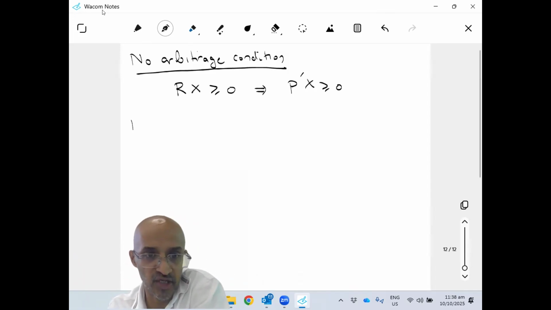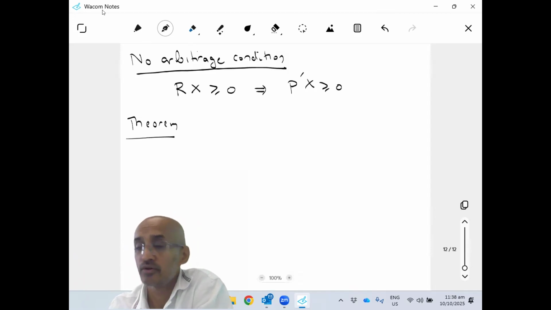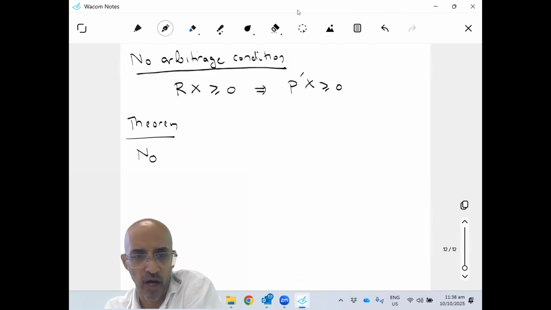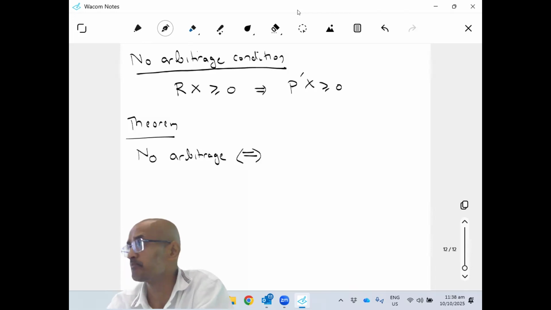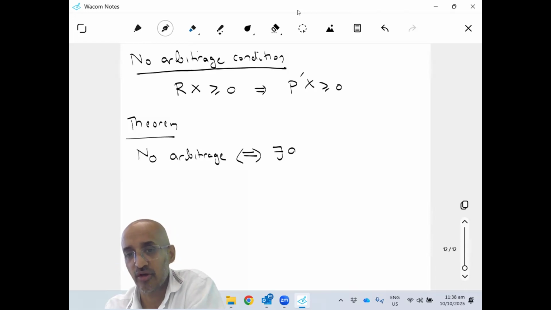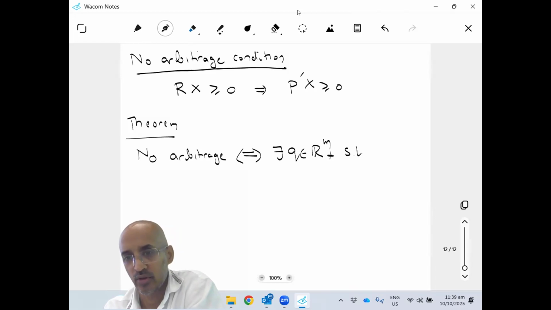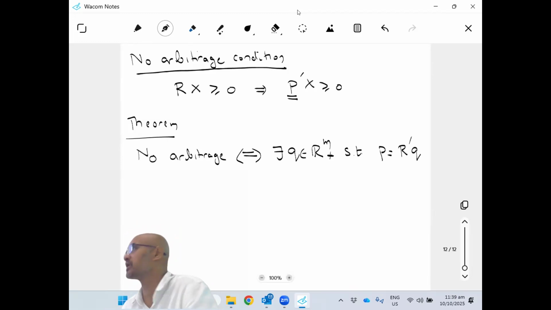So what is the theorem from Farkas? The theorem says that no arbitrage is equivalent to saying that there exists a price vector which is non-negative such that the prices you see in the market today have to be given by this non-negative combination of these payoffs. So this is what the theorem says from Farkas lemma.